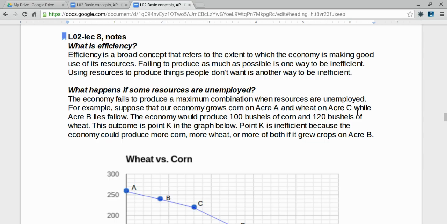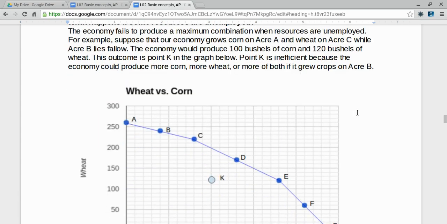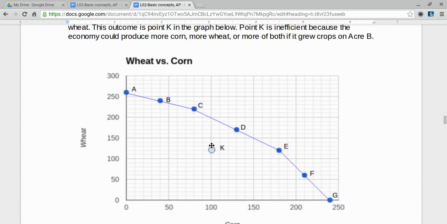For example, suppose that our economy grows corn on acre A and wheat on acre C, while acre B lies fallow. The economy would produce 100 bushels of corn and 120 bushels of wheat. This outcome is point K on our graph. Point K is inefficient because the economy could produce more corn, more wheat, or more of both. Point D, for example, has more corn and more wheat.